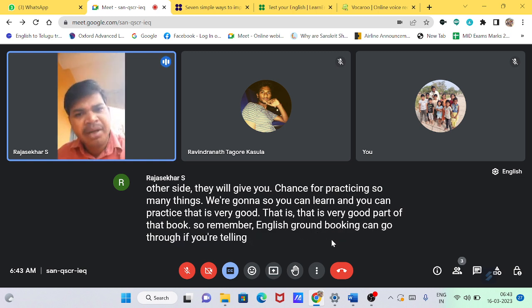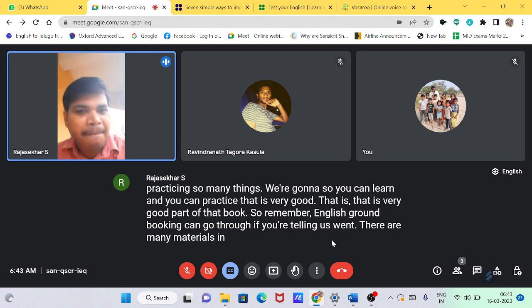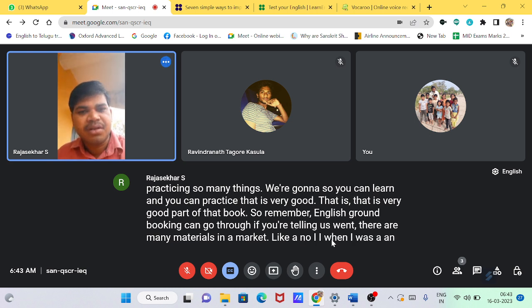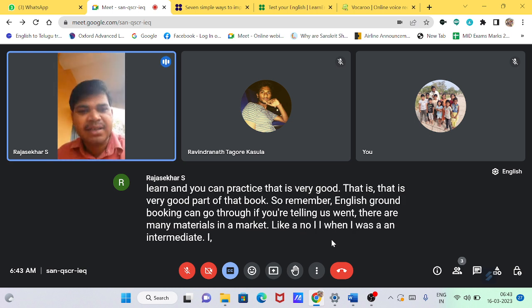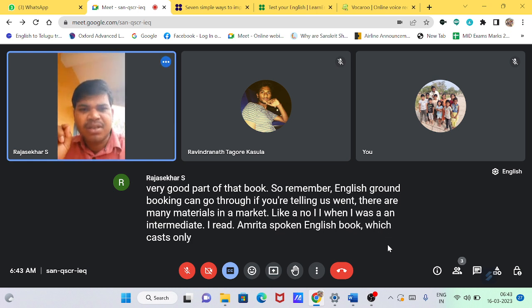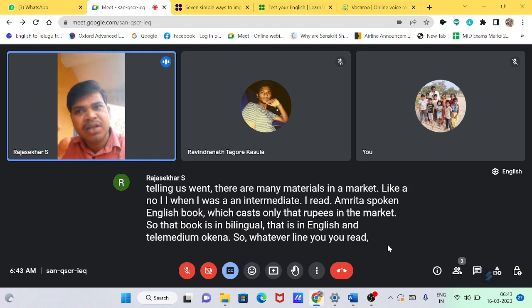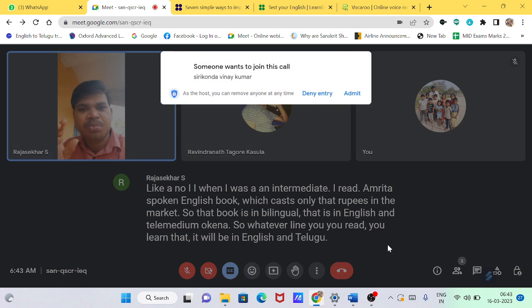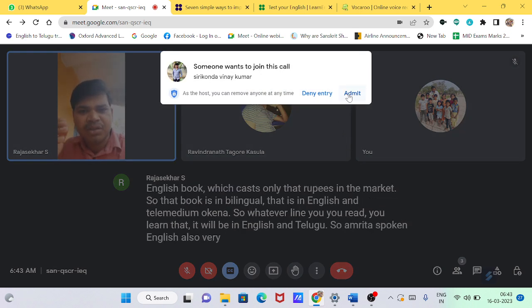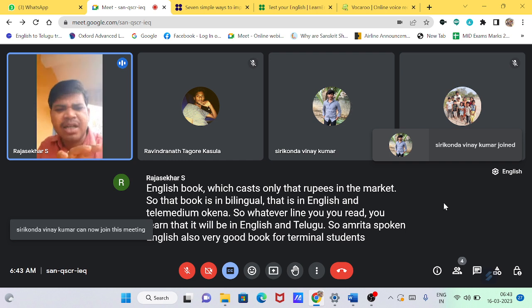If you are a Telugu student, there are many materials in the market. When I was in intermediate, I read the Amrita Spoken English book, which costs only 35 rupees in the market. That book is bilingual, in English medium and Telugu medium. So whatever line you read, you learn, that will be in English and Telugu. So the Amrita Spoken English book is also a very good book for Telugu medium students for learning basic grammar.